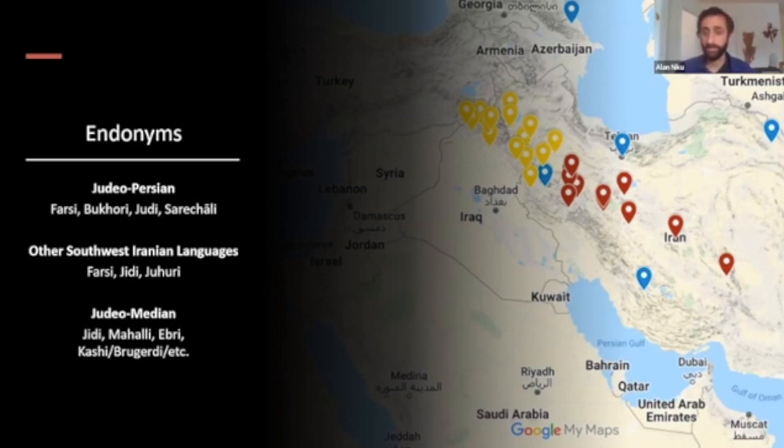Other Southwest Iranian languages like Judeo-Shirazi, Shirazi is also a Southwest language. People call them things like Farsi or GD, or in the case of the languages of the mountain Jews in Azerbaijan, which are way up north, they call it Juhuri. It's way up north, even though it's a Southwest Iranian language.